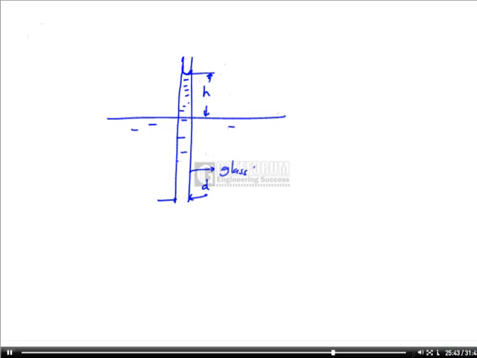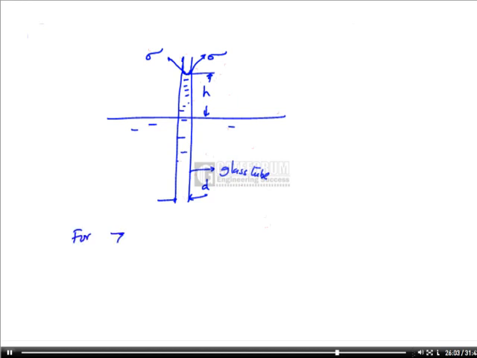Now, I consider again the glass tube of diameter D. Water is rising inside the glass tube due to the capillarity property. What is balancing the weight of this liquid rising inside the glass tube? The surface tension property. If sigma is the surface tension, the weight of the liquid column rising inside the glass tube is balanced by the surface tension force at the top.